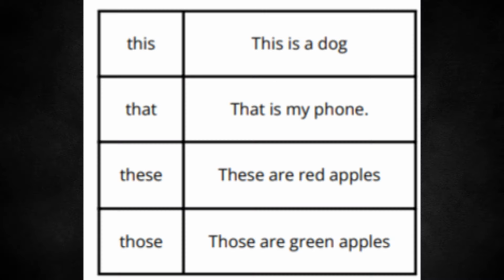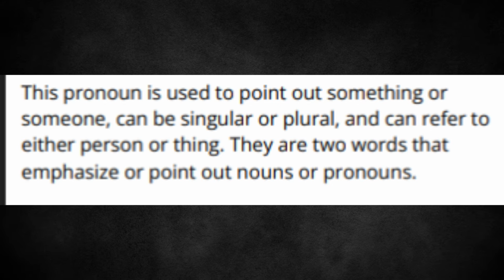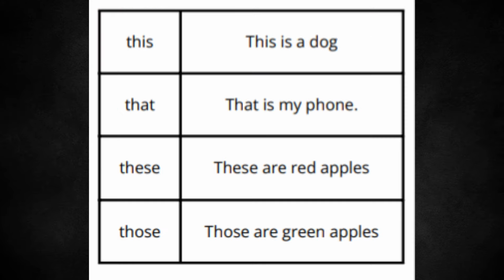Demonstrative pronouns. This, that, these, those. Demonstrative pronouns are used to point out something or someone. It can be singular or plural and can refer to either a person or a thing. This is my dog. That is my phone. These are red apples. Those are green apples. This is singular when it's close to you. That is far away. These are if it's multiple, if it's plural, and if it's away and it's plural, it is those.